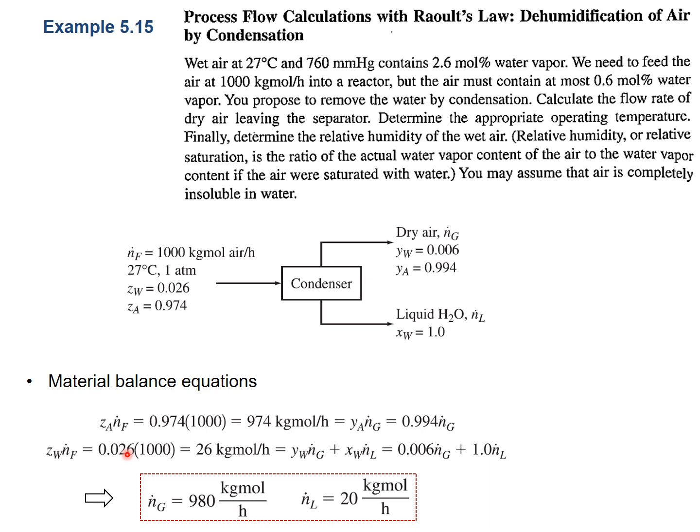Let's go to the second equation, which is the material balance equation for the water. Input 1000 by 0.026 is equal to the two streams. In both output streams, you can find water. The first one is 0.006 times the dry air stream flow rate, plus 100% times the water flow rate in the second output stream. Then we have two equations and two unknowns, Ng and Nl, the flow rates for the two output streams. Then you can calculate the flow rates like that.